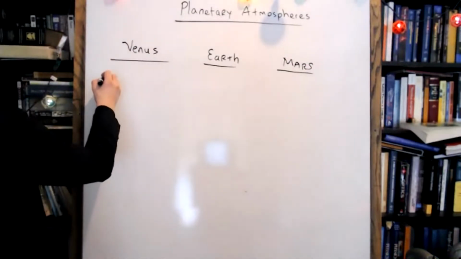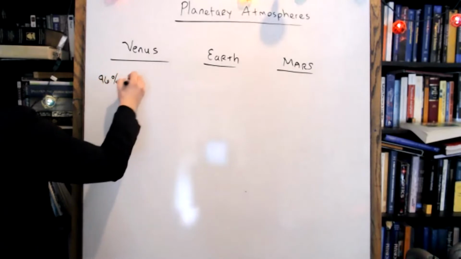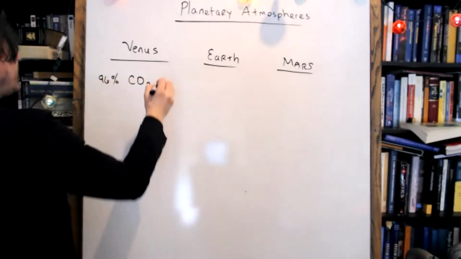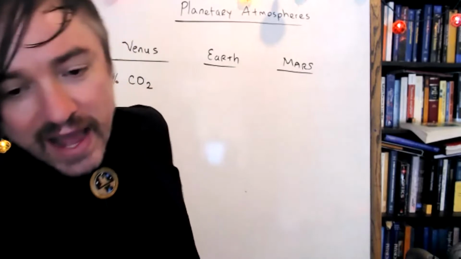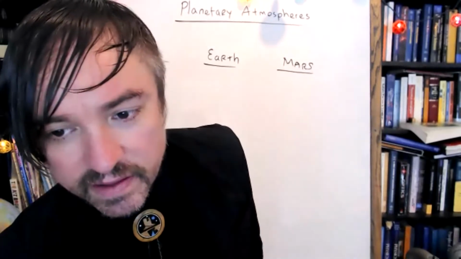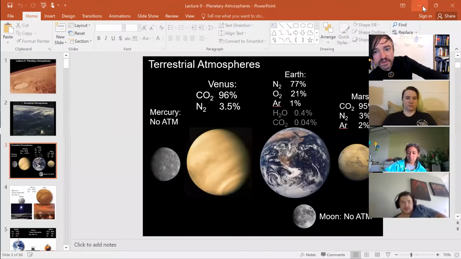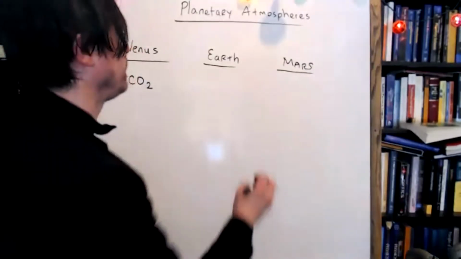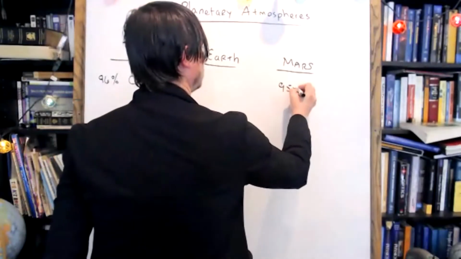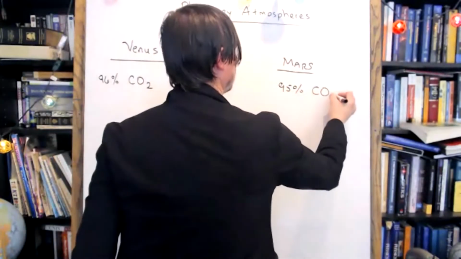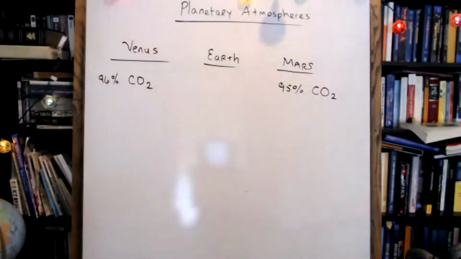So 96% of Venus's atmosphere, and I believe it's 95% of Mars's atmosphere, but let's make sure that I've remembered this correct. 95 or 96% of Mars is about the same thing. Yeah, okay. So I wasn't crazy there. So 95% of Mars and 96% of Venus is CO2.